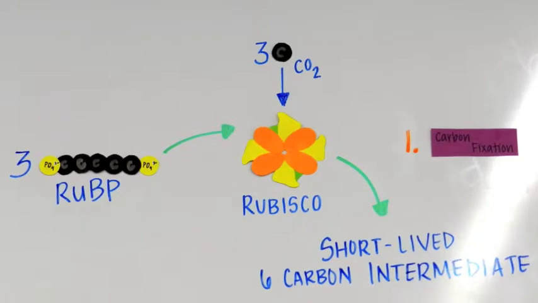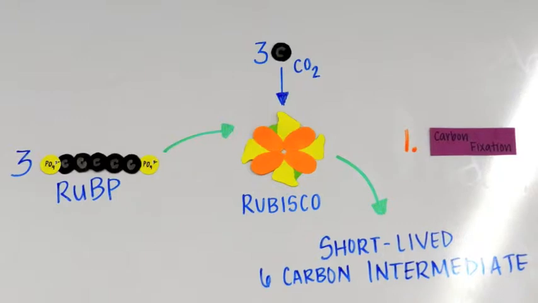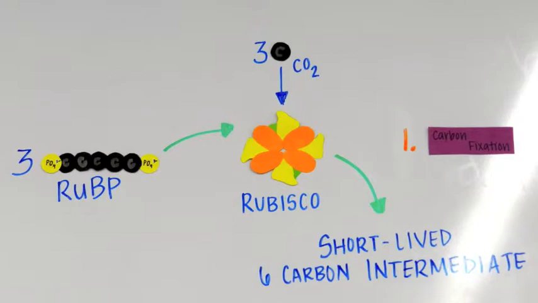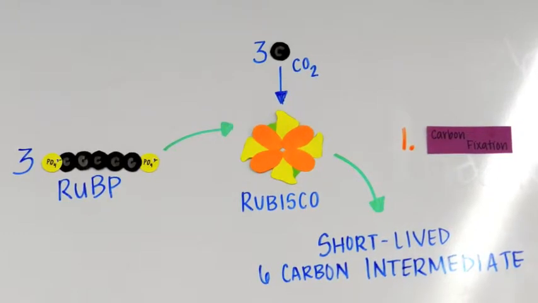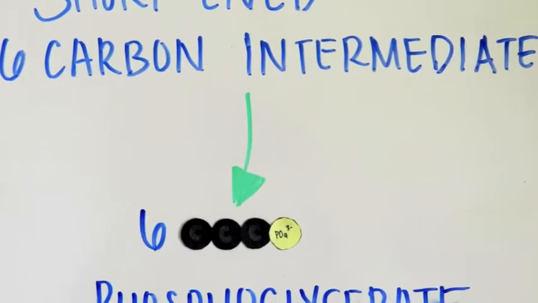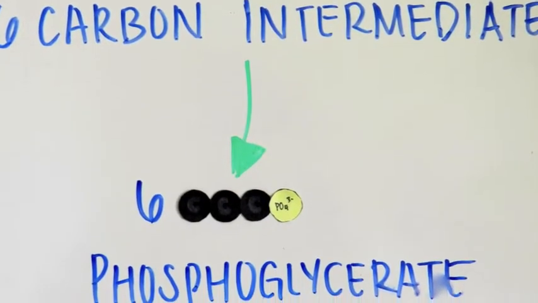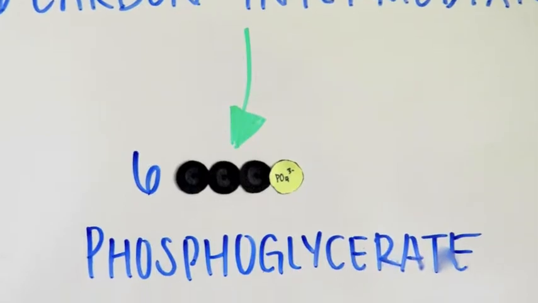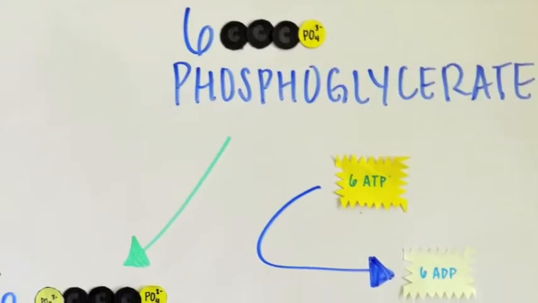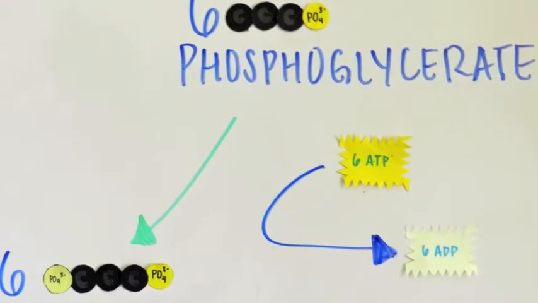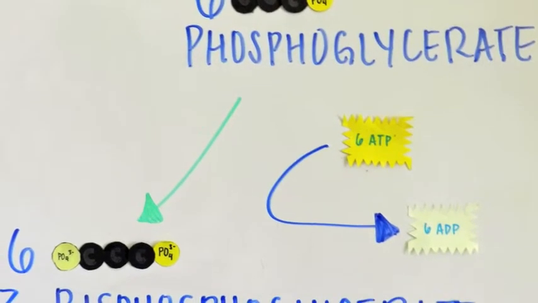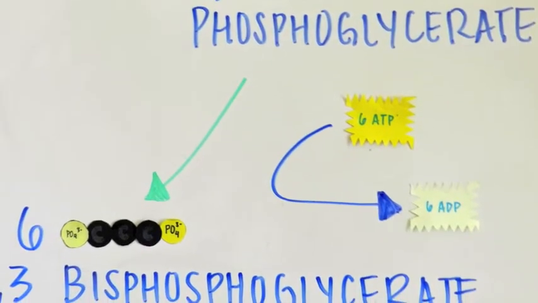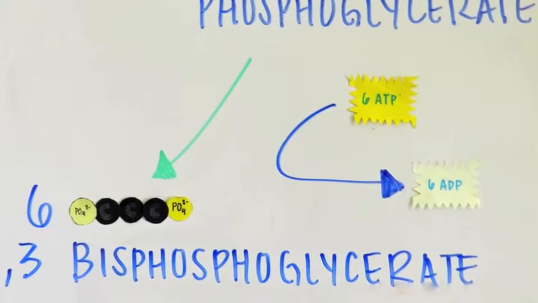The resulting 6-carbon molecule is an intermediate that barely exists for a millisecond before splitting into phosphoglycerate. Fun fact, rubisco, the enzyme that makes this happen, is the most common enzyme on Earth. As you can see here, the short-lived 6-carbon intermediate is converted into a 3-carbon phosphoglycerate. The 3-carbon phosphoglycerate is converted into another 3-carbon molecule called 1,3-bisphosphoglycerate. 6 ATP are used for this reaction.